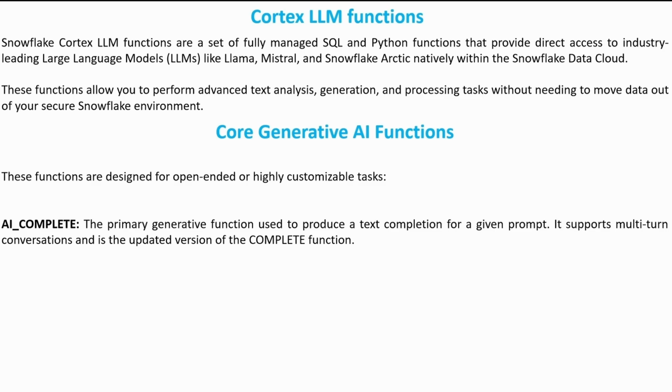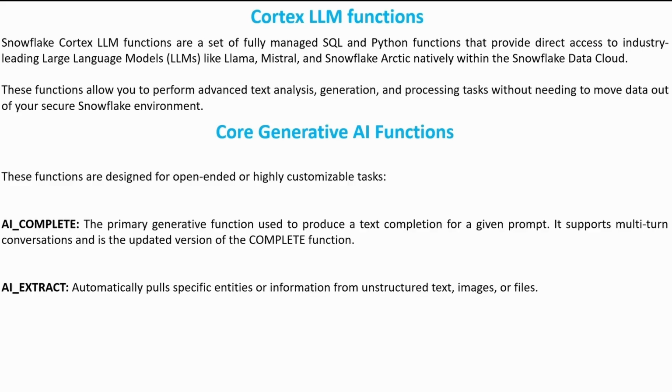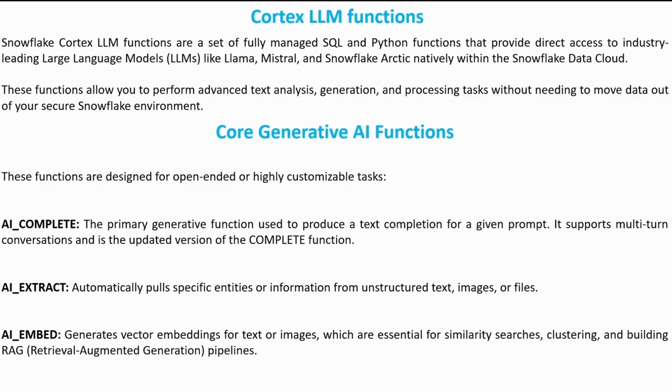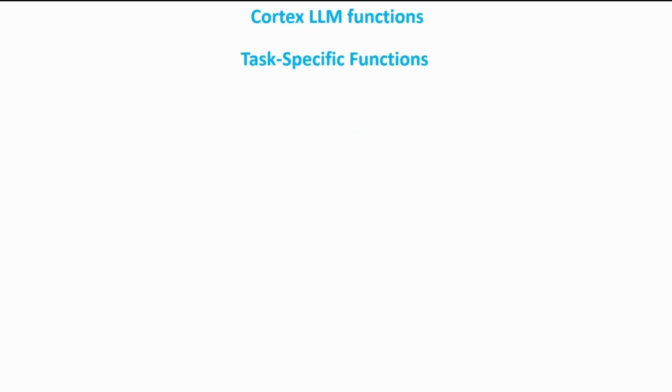This is the primary generative function used to produce a text completion for a given prompt. It supports multi-turn conversations and is an updated version of the complete function. Next is AI Extract. It automatically pulls specific entries or information from unstructured data like text, images, or files. Third is AI embed. It generates vector embeddings for text or images, which are essential for similarity searches, clustering, and building RAG pipelines.